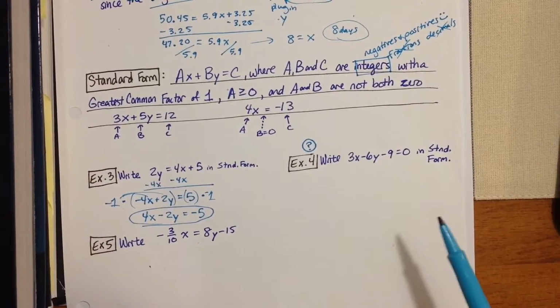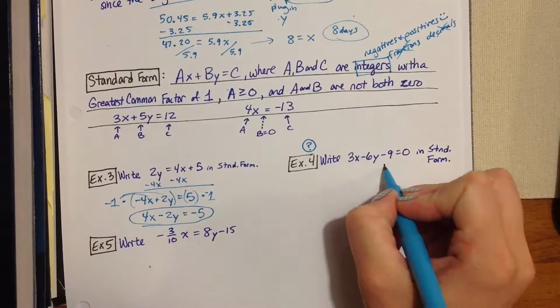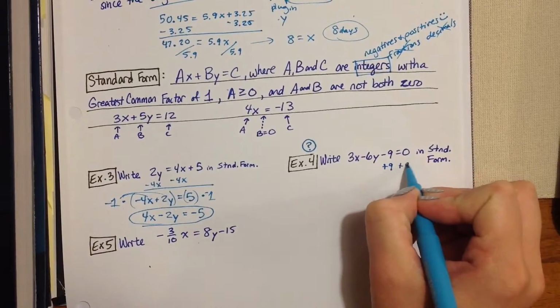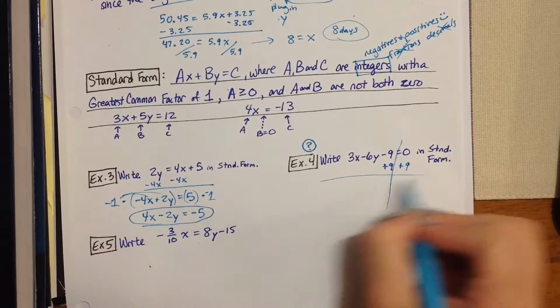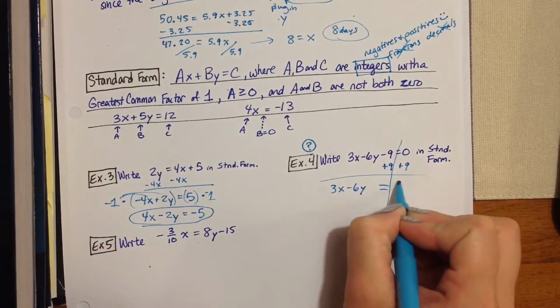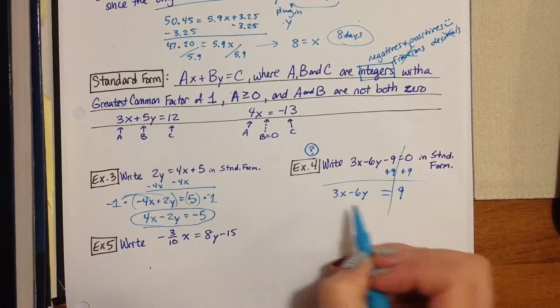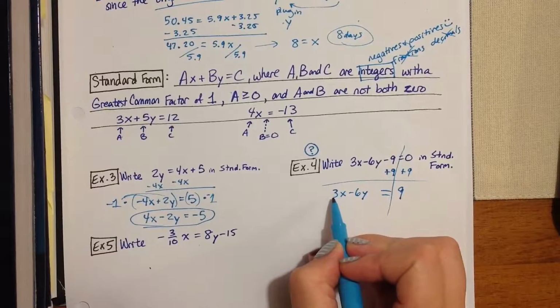So let's see how we do this one. I see that x and y are already on the same side, which is good, but I want to add this 9 off to the other side. So I have 3x minus 6y equals 9. Okay, so far so good. I have all integers. I see that my a value is positive 3.